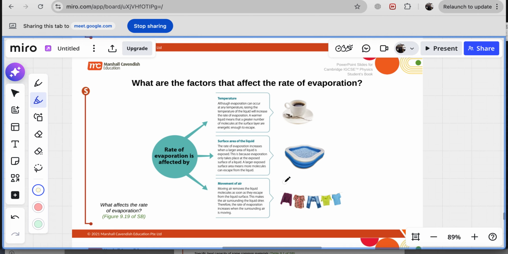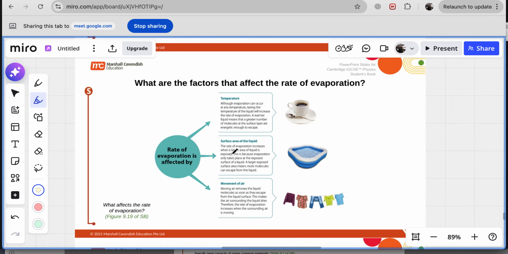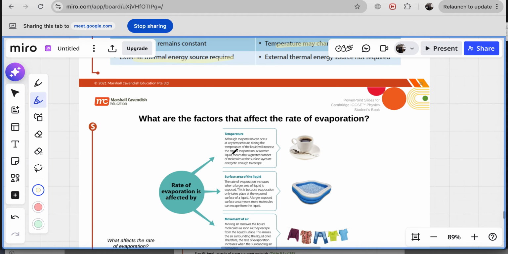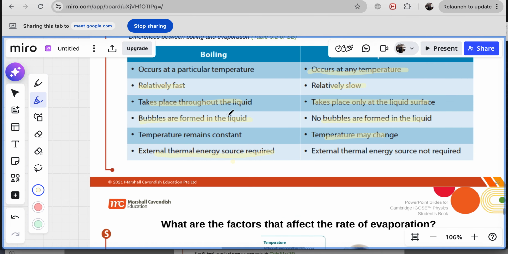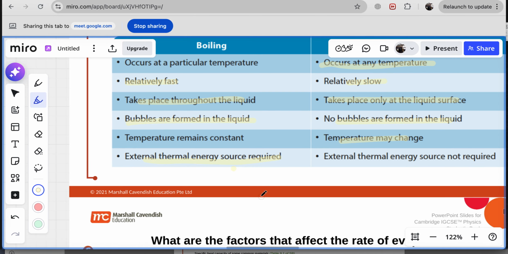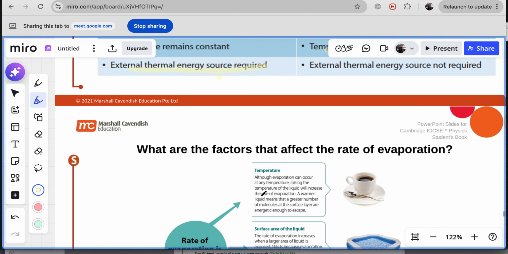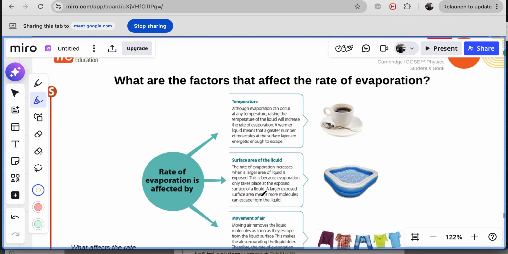So what are the factors that affect the rate of evaporation? Let's take a look at them. The first one is temperature. Of course, you know that when you heat a substance, it increases in temperature and gains average kinetic energy. When it gains average kinetic energy, the top particles that gain more kinetic energy have the energy to be able to escape. So temperature is the number one factor.